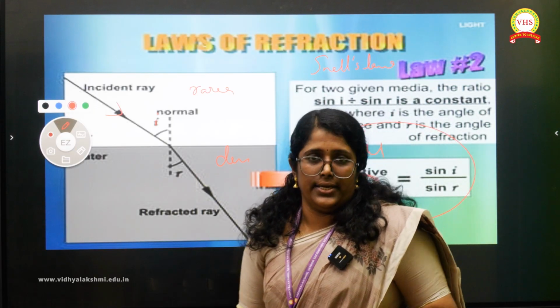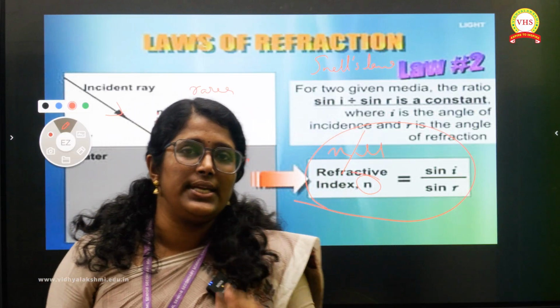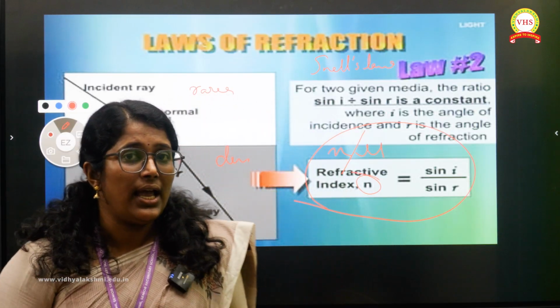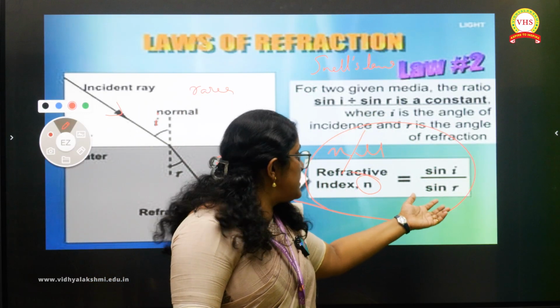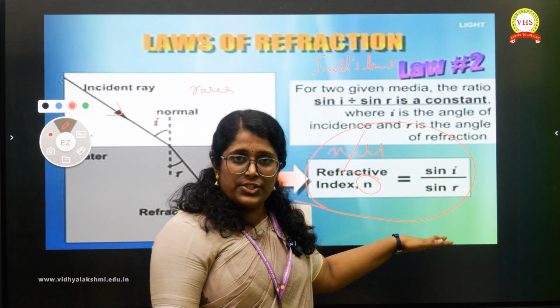N or mu, both are correct. Mu or n. What is refractive index? It is the sine of the angle of incidence to the sine of the angle of refraction. Okay.